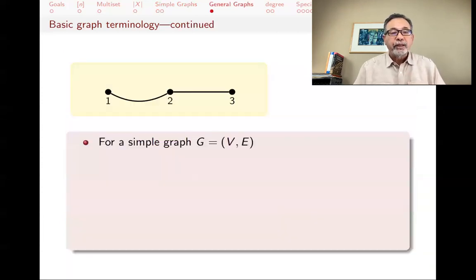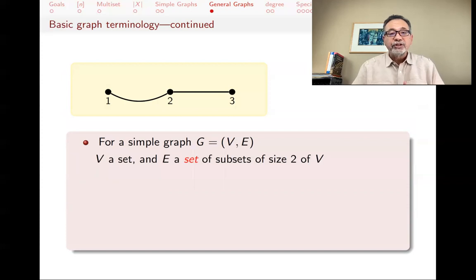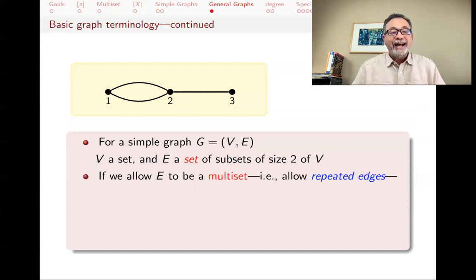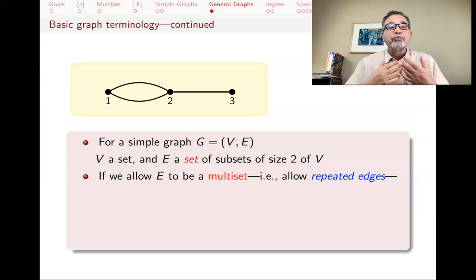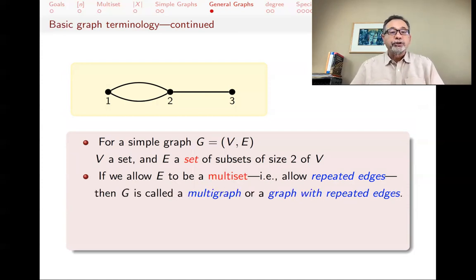Now, for a simple graph G, the one that we just defined, V is a set, the vertices are a set, and E is a set of subsets of size 2. It's a set. However, if we allow E to be a multiset, what does that mean? That means that I'm allowing one pair of vertices to appear more than once. That means I'm allowing repeated edges. Then the object that we get is called a multigraph. Or if you don't want to remember multigraph, you say graph with repeated edges.